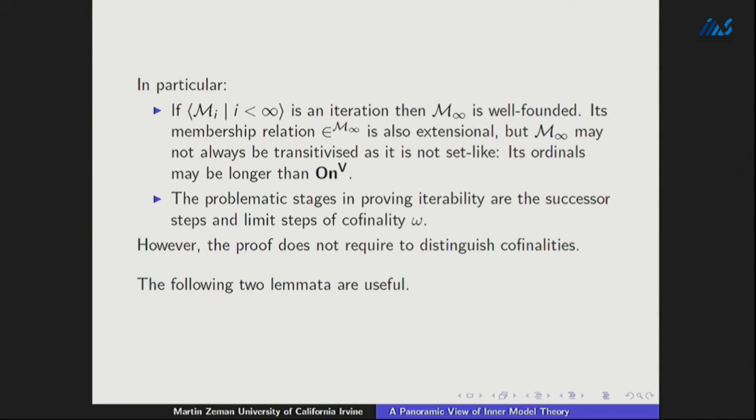And in particular, if you have a proper class iteration, that's probably one more comment I should make. That's always well-founded. So if you are able to iterate through ordinals, at the end you get a well-founded structure. And in the first course in set theory, we are taught that we can transitivize a relation if it is well-founded and set-like. So that's an example of something which may not be set-like. So you may not always be able to transitivize it, because simply the ordinals of these things may be longer than the ordinals of V, and I will get to a picture then.